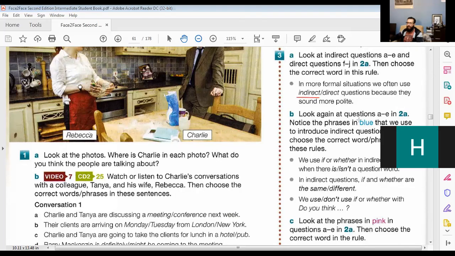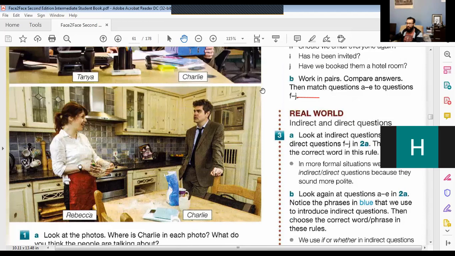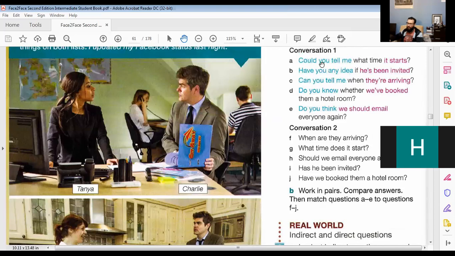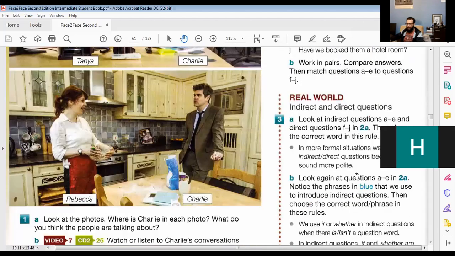Okay, then they want us to take a look again at the first group, and it says, notice the phrases in blue that we use to introduce indirect questions. Then choose the correct word in these rules. So this means we need to go up again. Let's scroll up again, and let's focus on the blue words. So can you see all of the phrases, the blue phrases? Could you tell me? Yes. Have you any idea? Can you tell me? Do you know? Do you think?